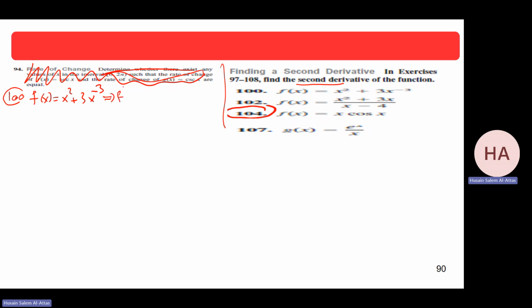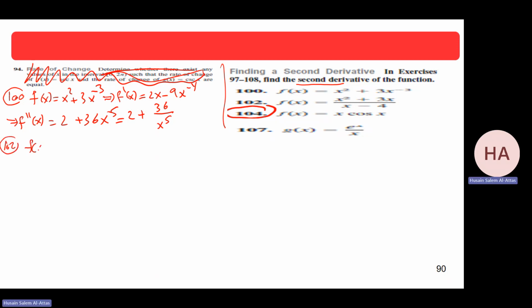So it will be f prime. It will be 2x minus 9x minus 4. What will be f double prime? It will be 2 plus 36 x minus 5. In other words, this is 2 plus 6 over x to the power 5. Now we'll do 102.